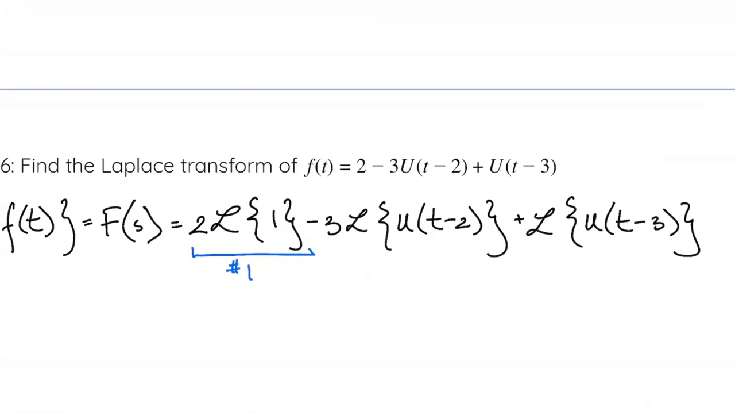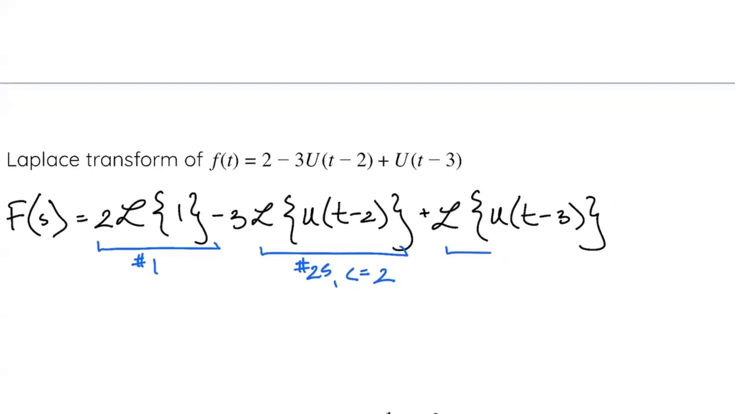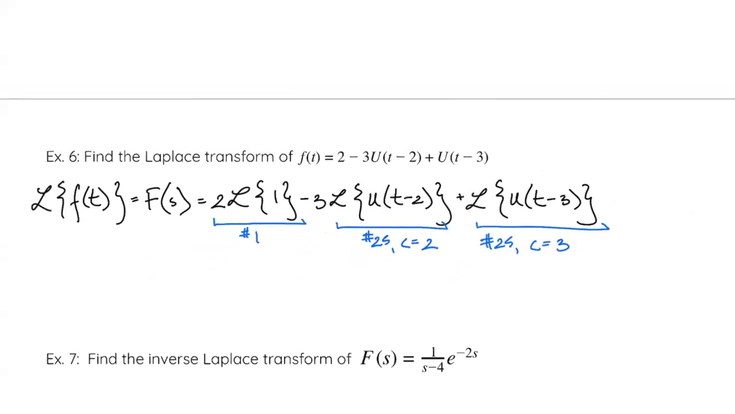Number 25, right? Yeah, I think we're going to need 25 here. Number 25. And I might even point out that my C value here is going to be 2. And for the third one, I'll also use line number 25, but my C value is going to be 3. So setting myself up for success.